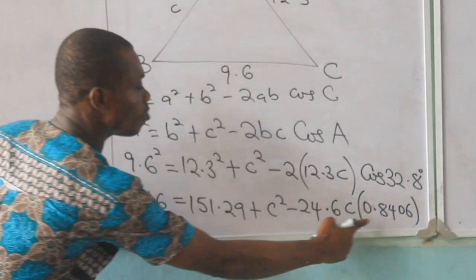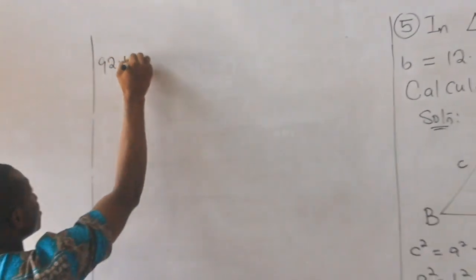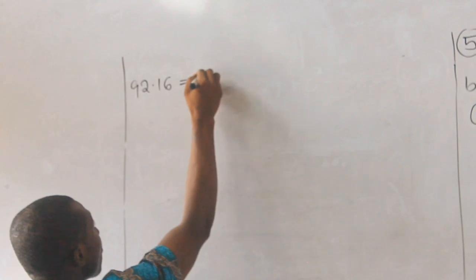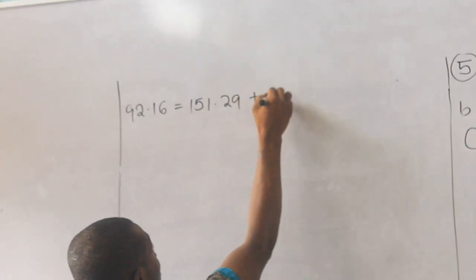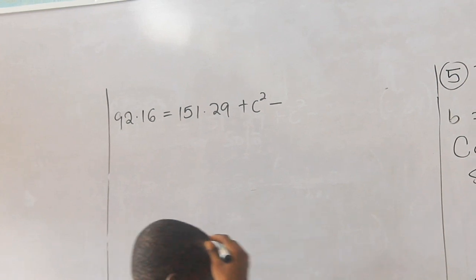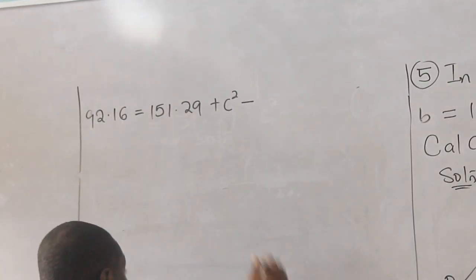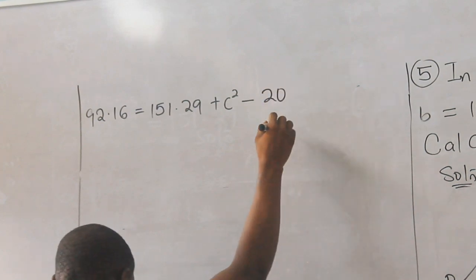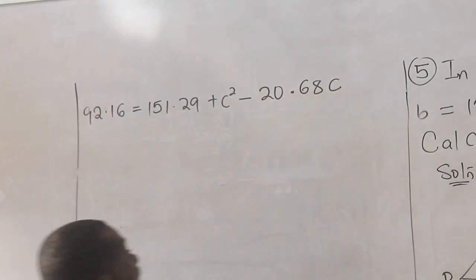All right, so what do we do here? We will now multiply this out. What we have now is 92.16 is equal to 151.29, then plus C squared minus, if you multiply 24.6C times this, you have approximately 20.68, then C together with it.